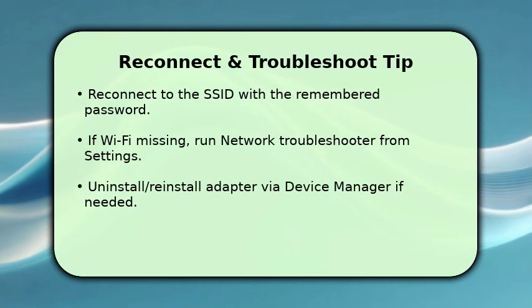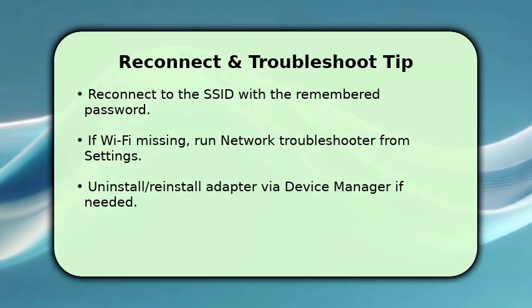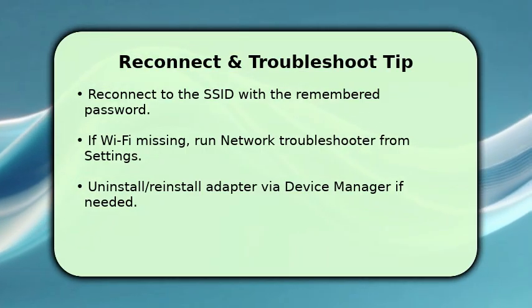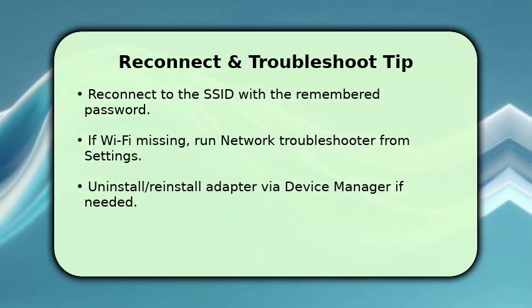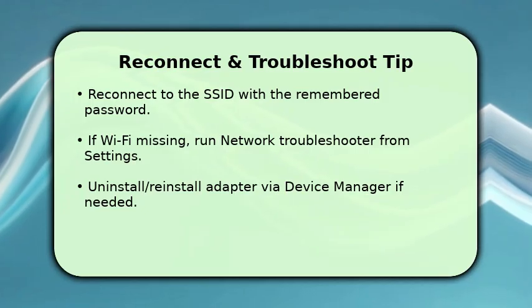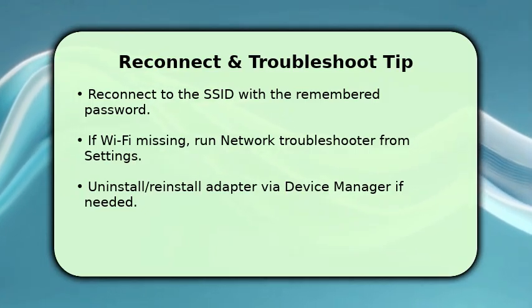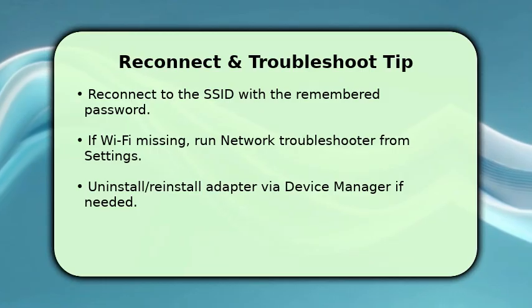Once the system is back up, select your Wi-Fi SSID and enter the saved password to reconnect. This verifies the reset fixed the issue. If the network or adapter still doesn't appear, run Settings, Network and Internet, Network Troubleshooter to diagnose common problems automatically.